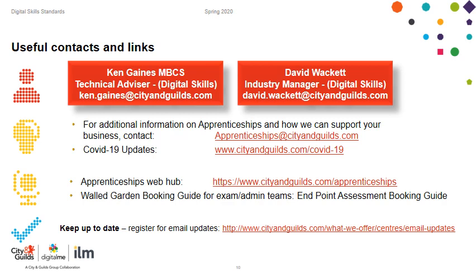For additional information around apprenticeships, you can always contact apprenticeships@cityandguilds.com. But as said right at the beginning, please make sure that you are checking on a regular basis the COVID-19 webpage on our website. You will also find a lot of useful information on our apprenticeship web hub, and you'll find things on there around bookings in Walled Garden as well as endpoint assessment booking guides. And for those of you who do not know how to sign up for email updates, we've provided the URL here.